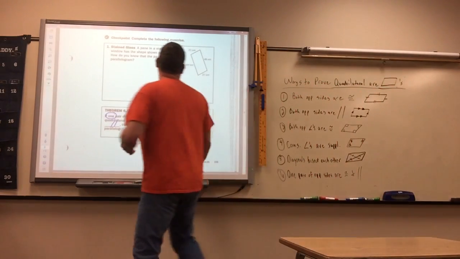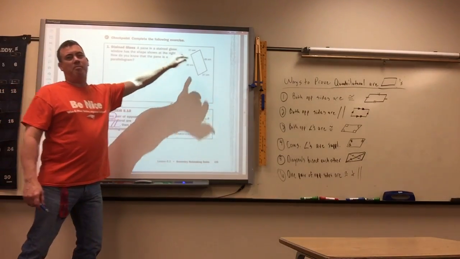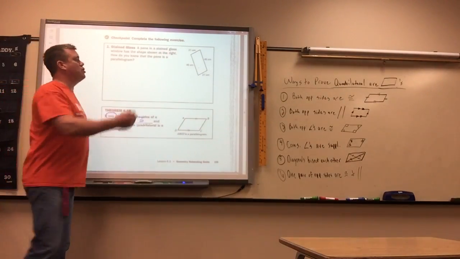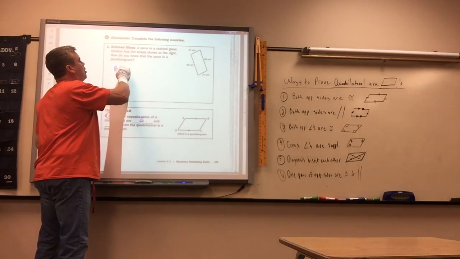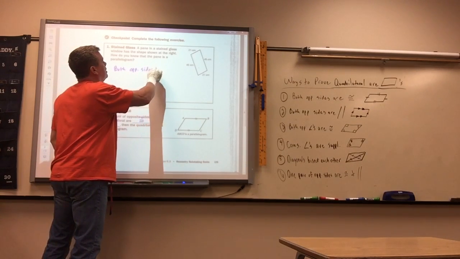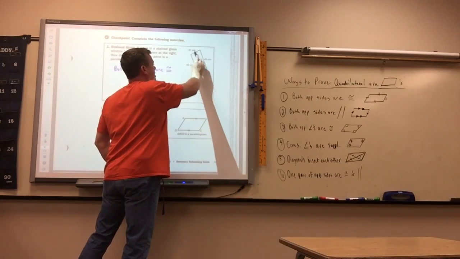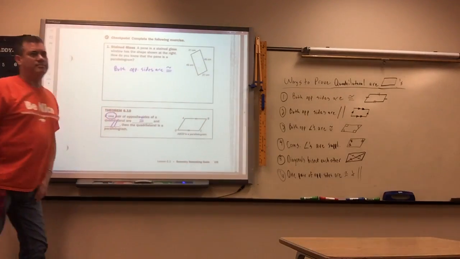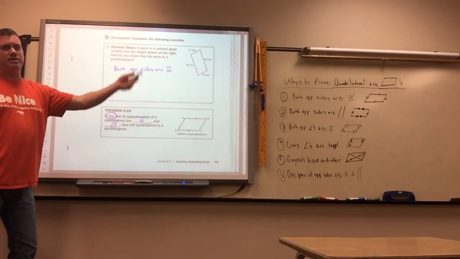So like in this one, they're asking, is this a parallelogram? Yes. So you got to put which reason it is. Both sides are parallel. Both opposite sides are congruent. They're equal to each other. 45, 45, 21, 21. So when they tell you to explain, that's what you do. You put which reason it is.